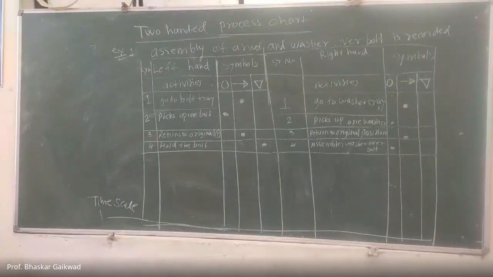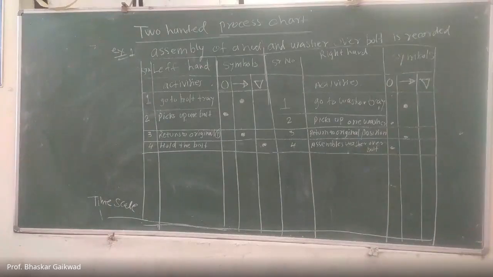So at this time, one hand, the right hand, goes to the nut tray, picks up the nut, comes to the original position, and assembles it. So this is the operation only for the right hand side. At the same time, the left hand remains idle. Let us write the next activity related to the nut.